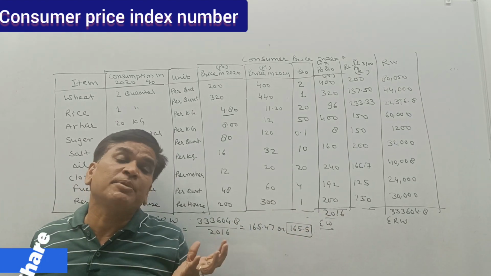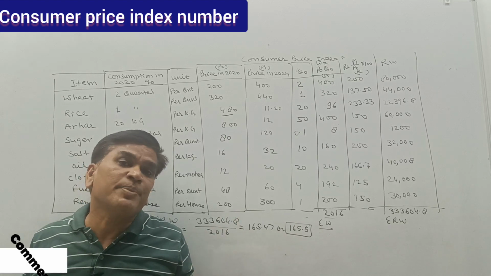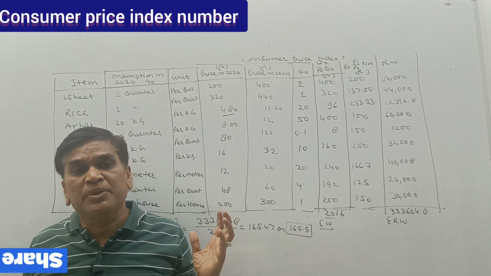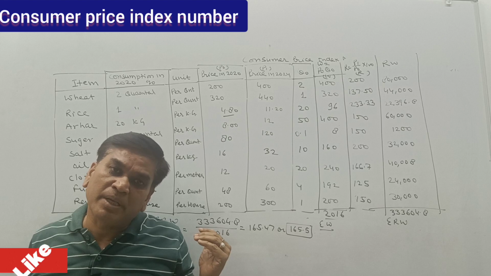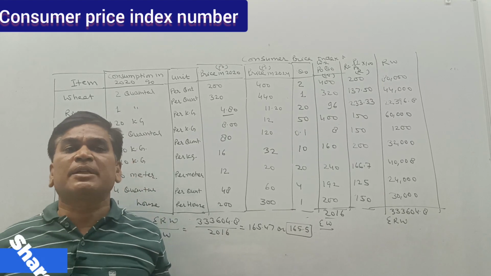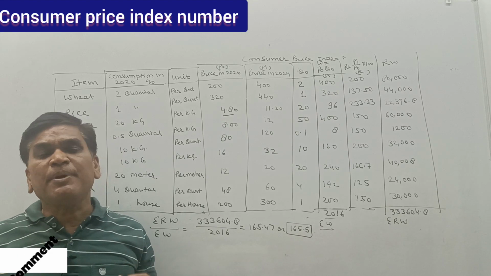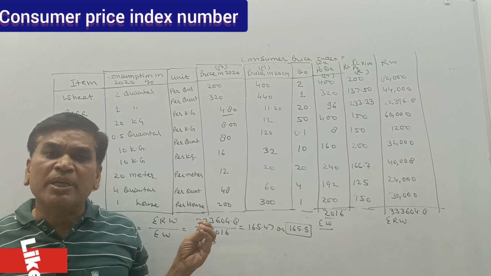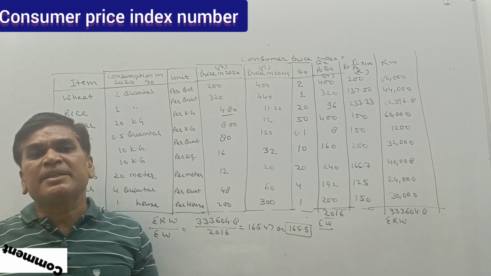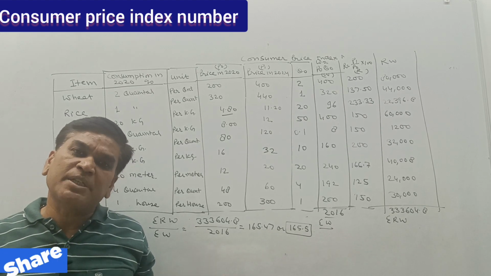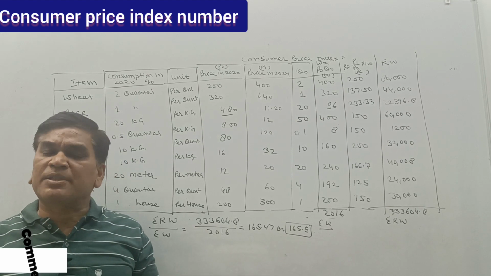So for any type of question on the consumer price index number, you can use the aggregate expenditure method or the family budget method. The result will be the same. I think with the help of this video, you may learn how to calculate the consumer price index number with the help of the family budget method or the aggregative expenditure method.